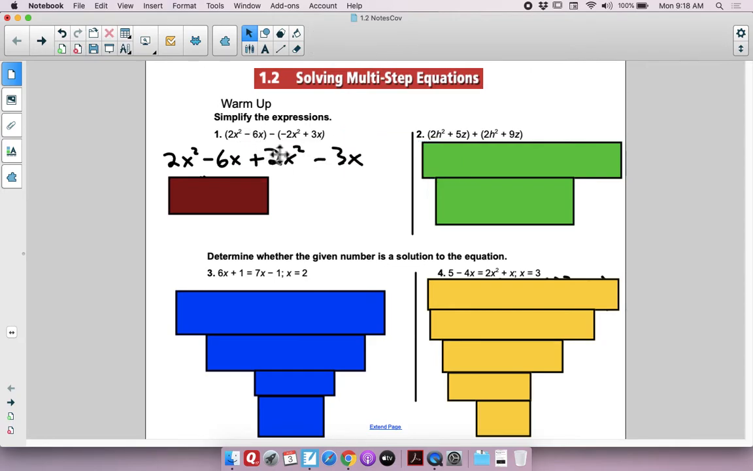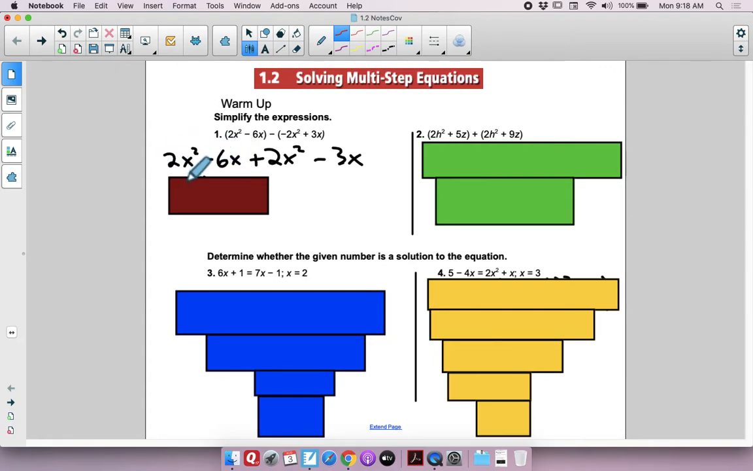So the opposite of negative 2x squared is positive 2x squared. The opposite of positive 3x is negative 3x. In other words, we're multiplying negative 2x squared by negative 1, which makes it positive, and a positive 3x by a negative, which makes it negative. And then we look for any like terms that we might have. And remember, like terms are terms that have the same variable or variables to the same power. So they have the same exponent.